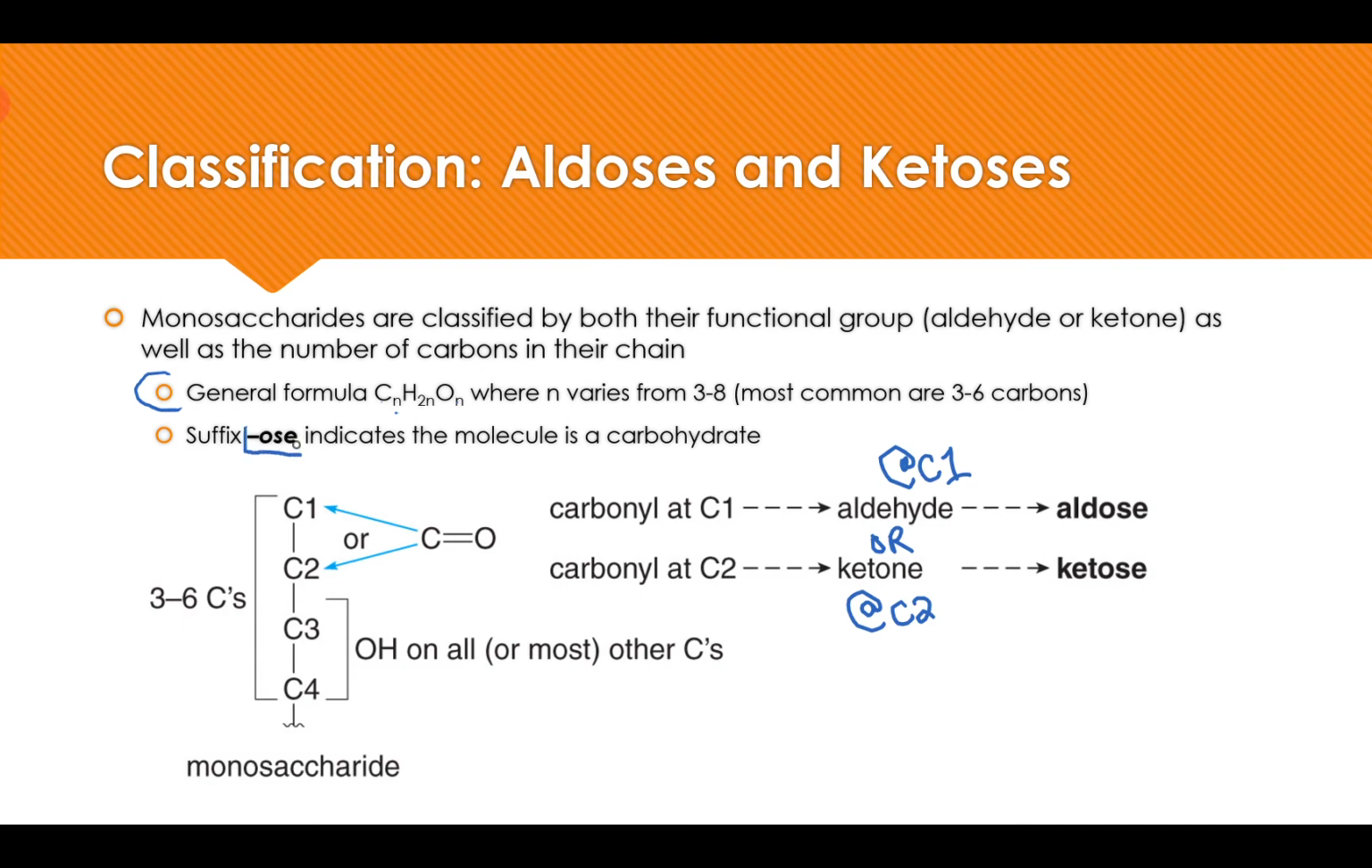All of these sugars have a suffix of ose. So for instance, glucose ends with ose, mannose also ends with ose, galactose, all of the sugars end with ose. All of the carbons that are not involved in the functional group will have one OH group on all the other carbons and then an H in order to give it 4 total bonds.